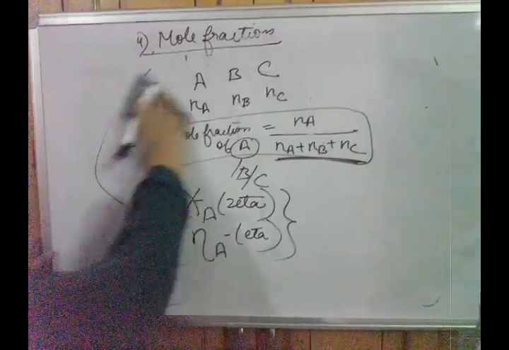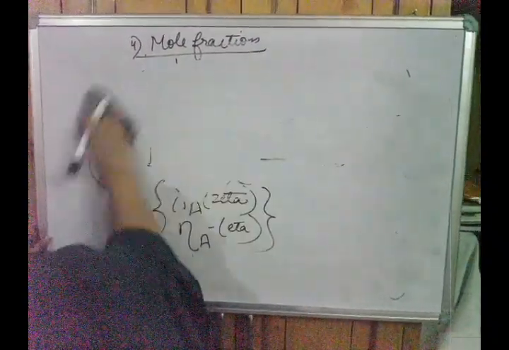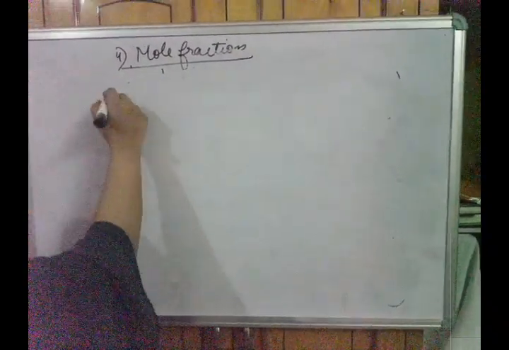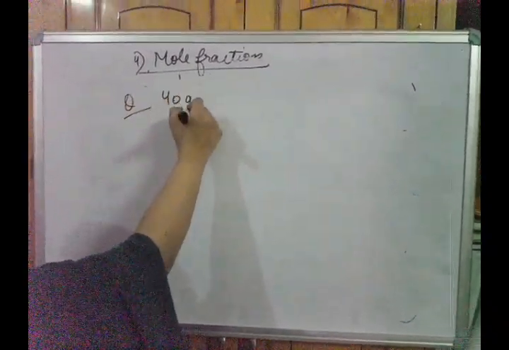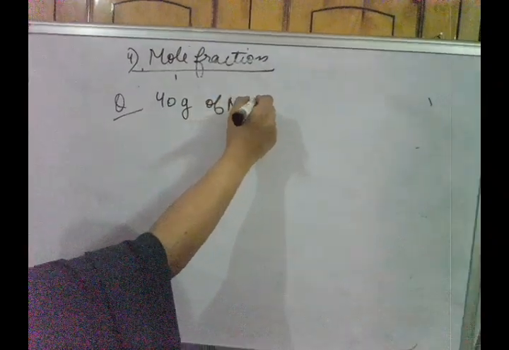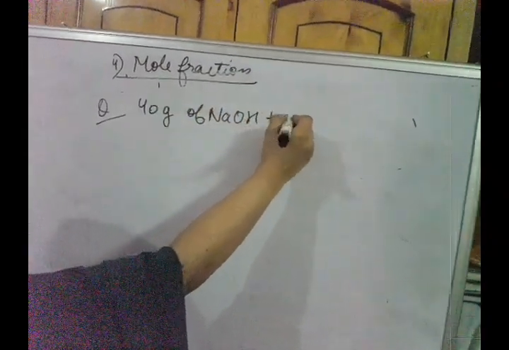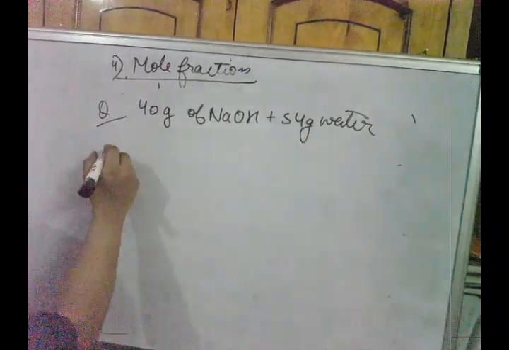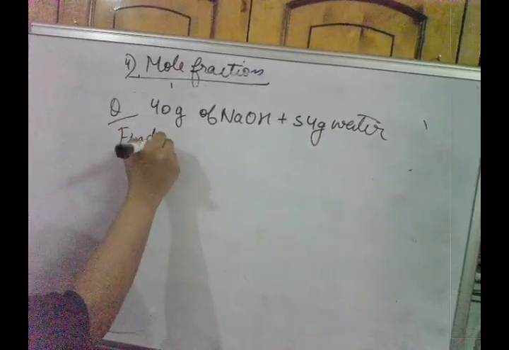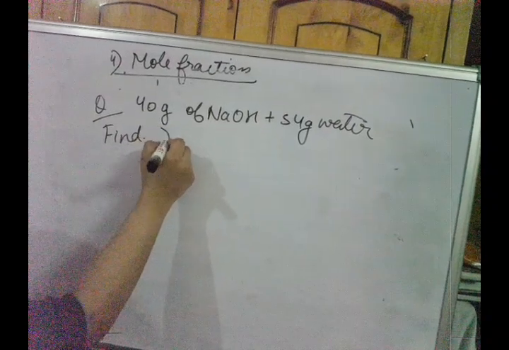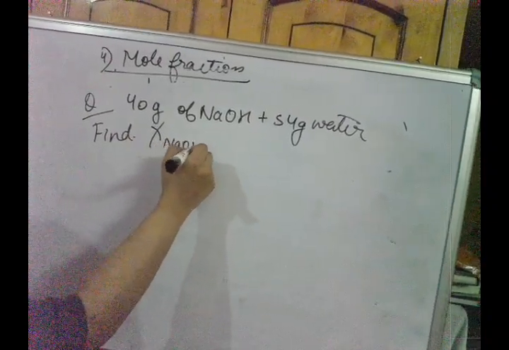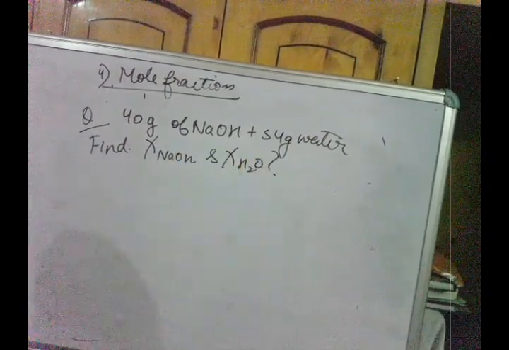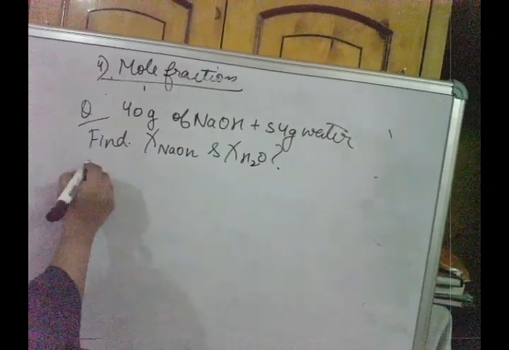Now see example, if we take an example, this part would be more clear. For example, they have given you 40 grams of NaOH in 54 grams of water. You have to find mole fraction of NaOH and mole fraction of water.